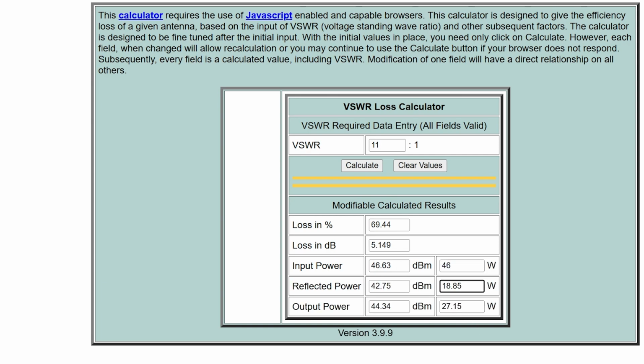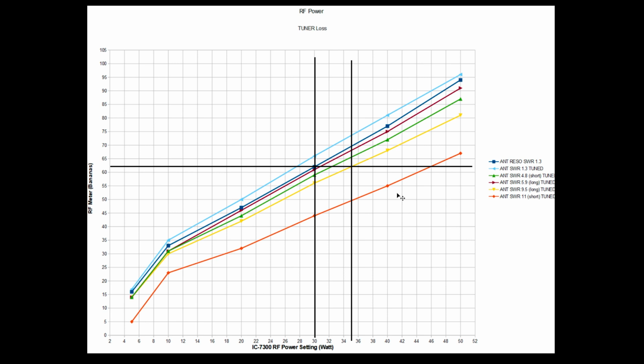What else is there to discover in this chart? I can see that a shortened antenna is worse than a too long antenna with the same SWR mismatch. The green line, SWR 4.8, is lower than the purple line, SWR 5.9. Same goes for the orange and yellow line.